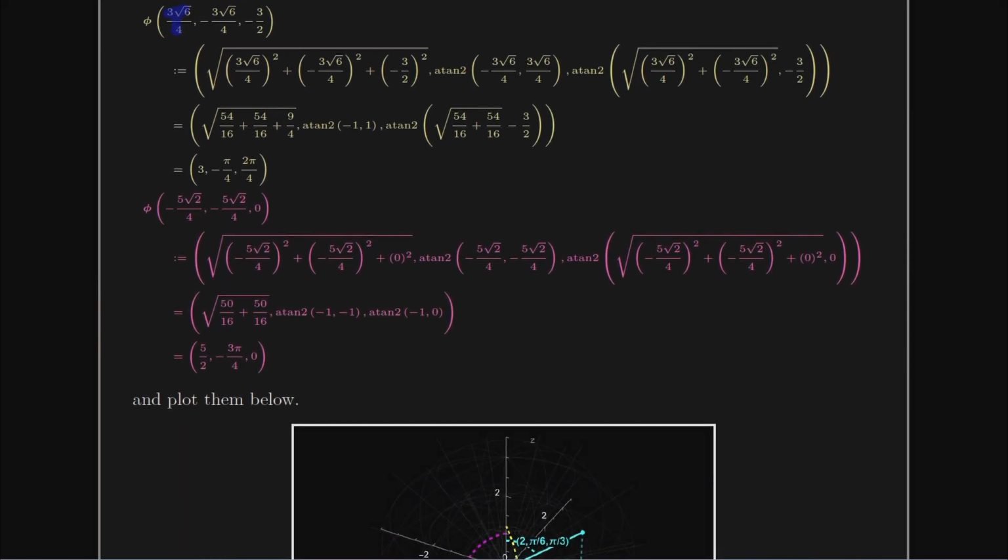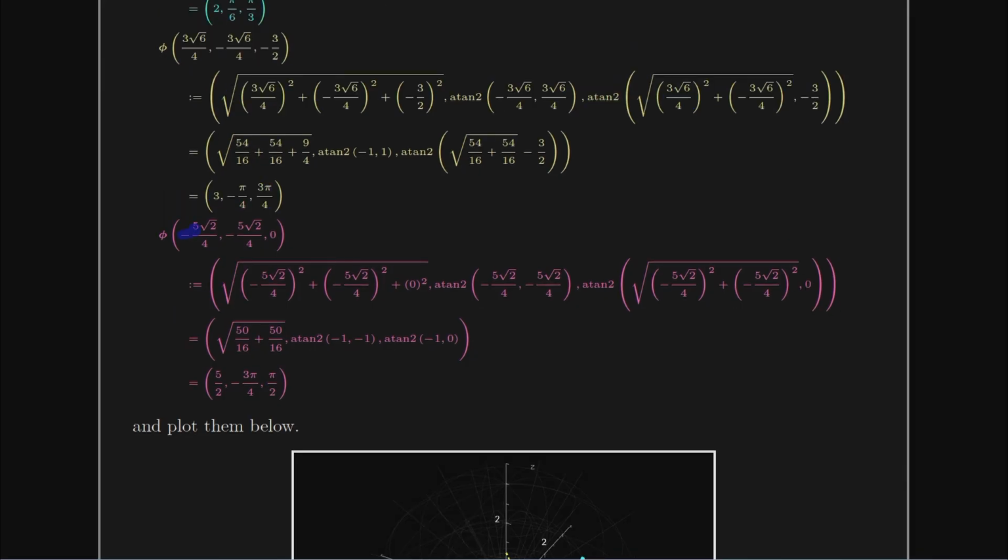So my point 3 root 6 over 4, negative 3 root 6 over 4, negative 3 halves. You just square each term and then add them together and take the square root for r. In this case, that gives me r equals 3. You take atan2 of the y entry and then the x entry. For theta, that gives you negative pi over 4 here. Then you take atan2 of the square root of the x entry squared plus the y entry squared, and then that's against the z entry. That's going to give you 2 pi over 4.